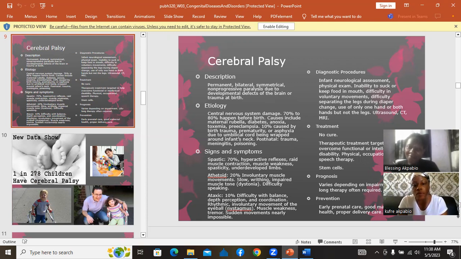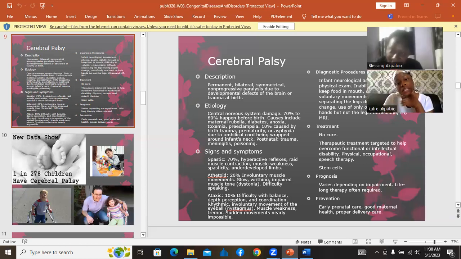True. Yeah, it is. So, like we are saying, what are the possible prevention? What are the things we need to do to avoid this happening again? I didn't get that. You said, what are the possible preventions of avoiding this illness? What should we do so that we don't have children that have cerebral palsy?